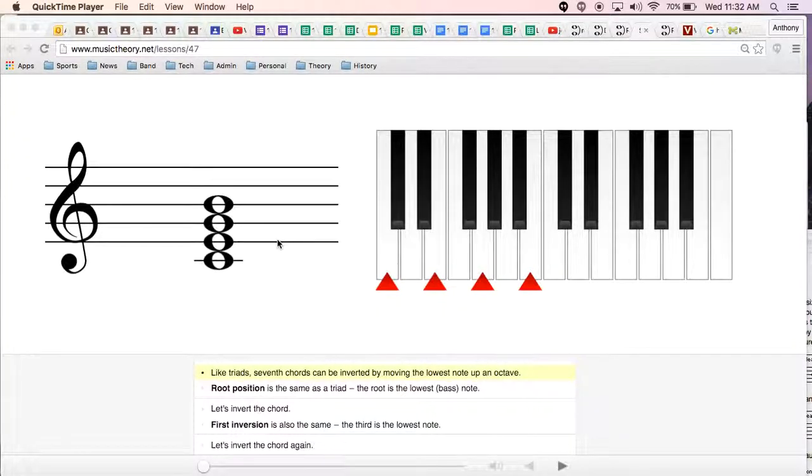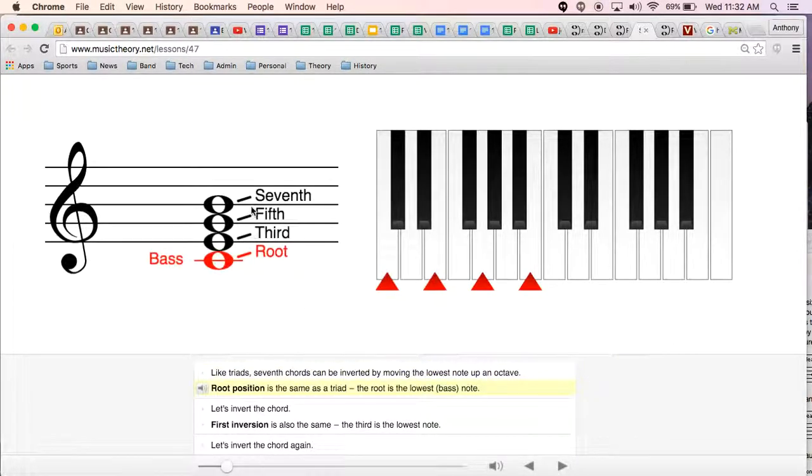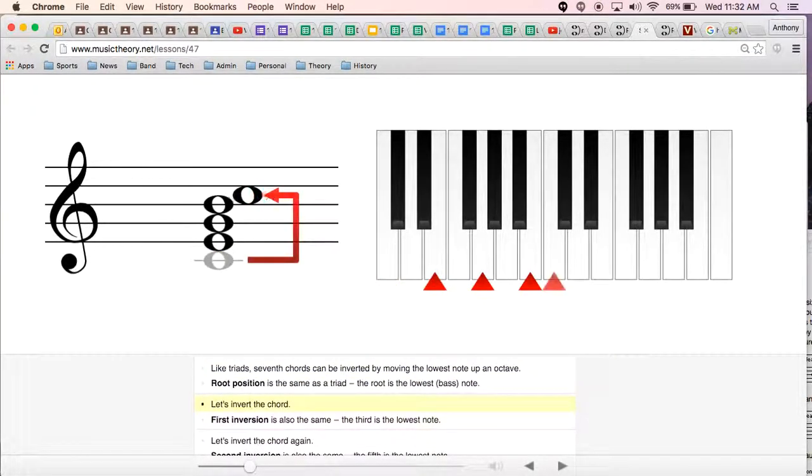Okay, let's take a look at our inversions here, and then we're going to look at the notation that goes with the inversions with seventh chords. So if you look here, we have a stacked seventh chord: root, third, fifth, seventh. And there it is.